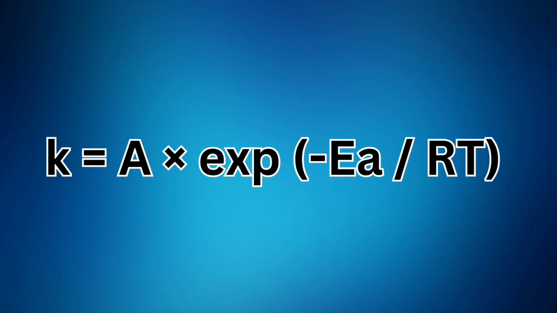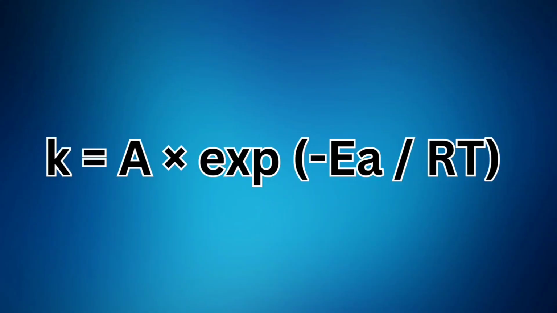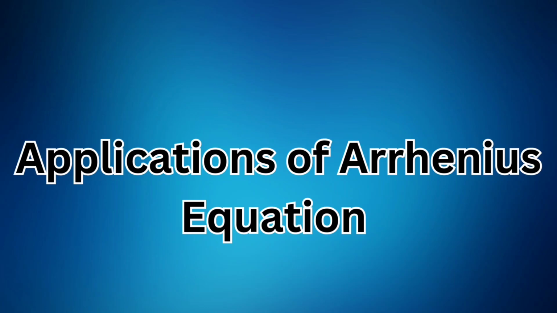The Arrhenius equation shows that the rate constant of a reaction increases exponentially with increasing temperature. It also implies that the activation energy is related to the temperature dependence of the reaction rate, and that a higher activation energy leads to a more temperature-sensitive reaction. The Arrhenius equation is widely used in many branches of science and engineering, including chemistry, physics, materials science, and chemical engineering.